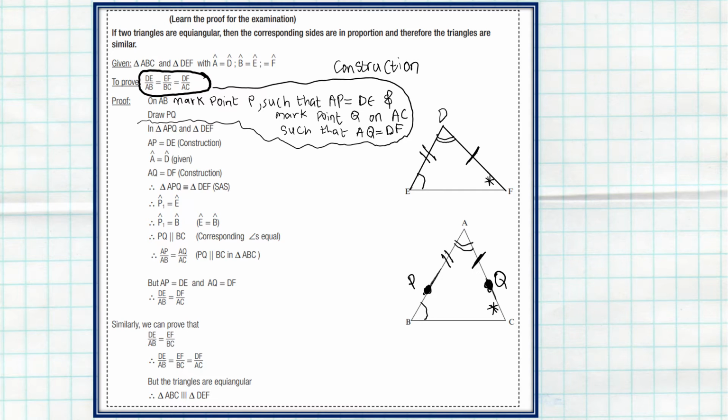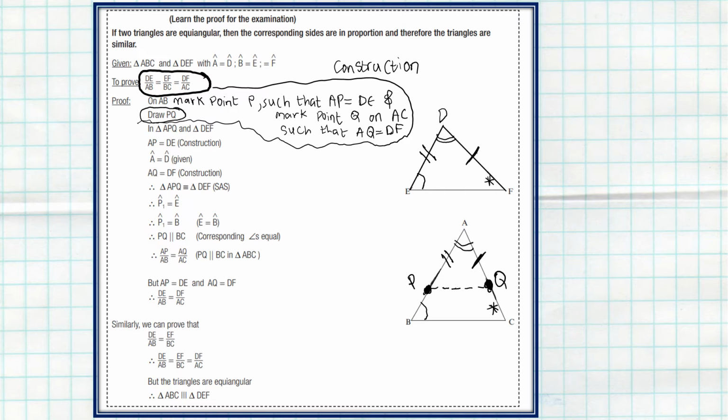After that, we're going to draw PQ. So we're going to join P to Q, right? I'm just going to join it using dotted lines. So after that, you join P to Q, right? So now you can start proving. So that was the construction.